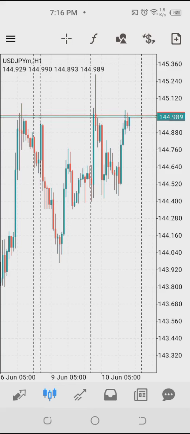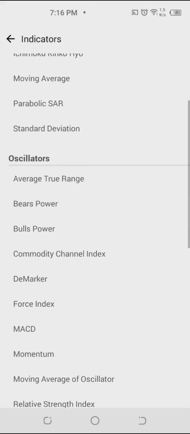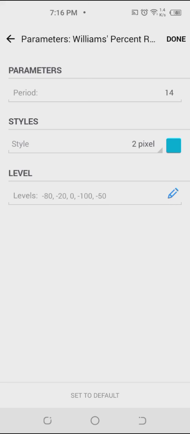Let's move ahead. In today's strategy, we're going to be making use of an indicator known as the Williams percentage range. So I'm going to add that to the chart, the Williams percentage range. As you can see, it's under the oscillator.